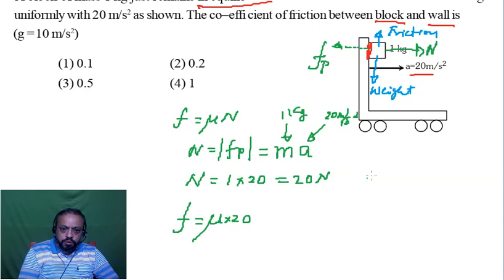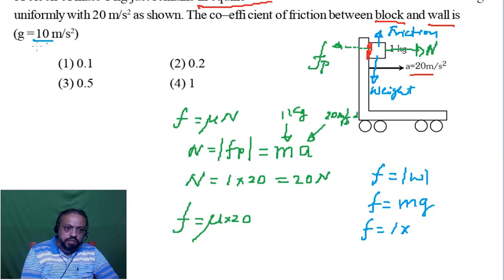So now I am doing that. Friction is balancing the weight of the body, that is the magnitude of the weight. So how much is it? It is mass into acceleration due to gravity. The mass of the block is already known, it is 1 kg, and g is given in the question, that is 10 meter per square second, right? So now I am using 10 here, so definitely it is 10 Newton. So friction is 10 Newton.